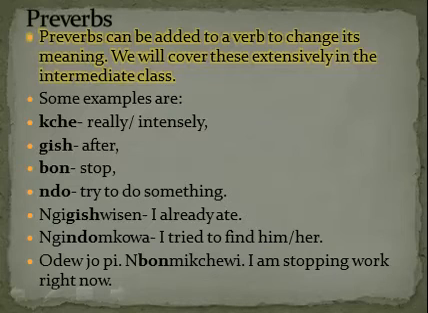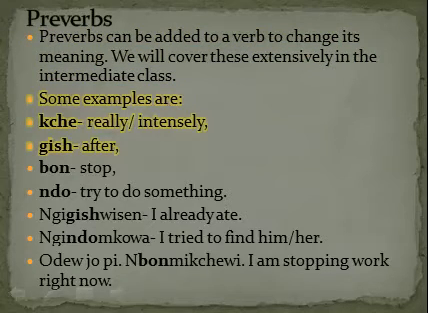Preverbs. Preverbs can be added to a verb to change its meaning. We'll cover these extensively in the intermediate class. Some examples are kutya, to mean really or intensely, gish, after, bon, to stop, ndo, try to do something. An example here is I already ate, nagi gish we sin, or I tried to find him or her, nagin dom kowa.